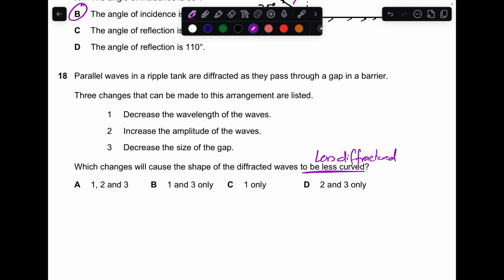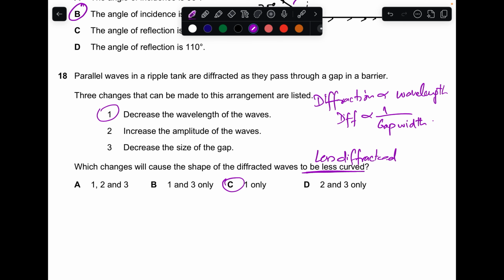Less diffracted. So you have to keep in mind diffraction is directly proportional to the wavelength. And secondly, diffraction is inversely proportional to the gap width from where they are moving. So if you have to decrease the diffraction, less curve, you have to decrease the wavelength. It's option C.